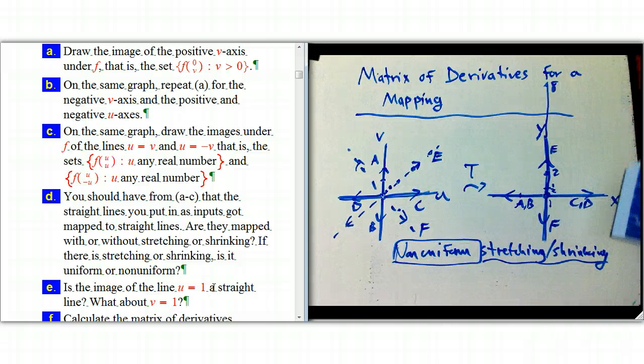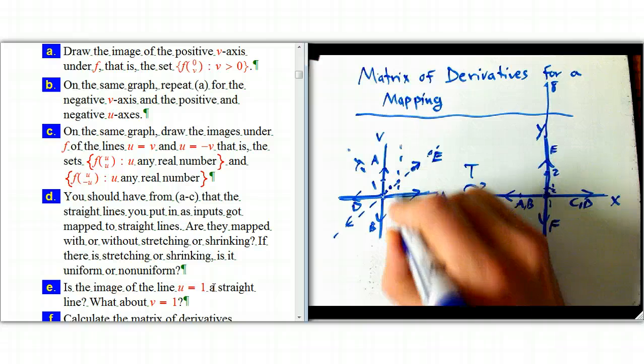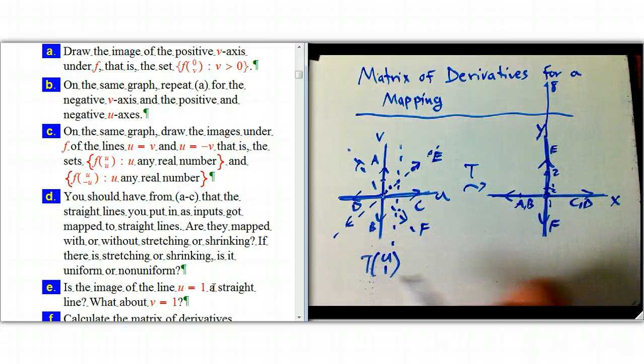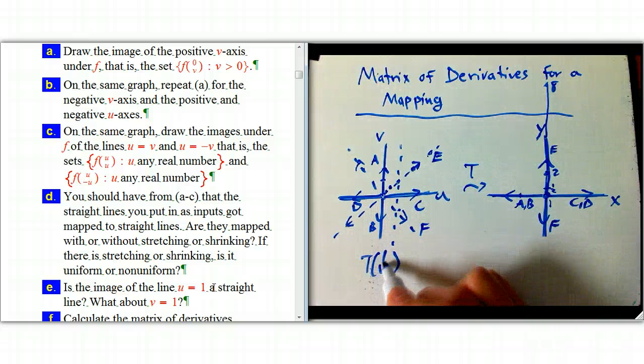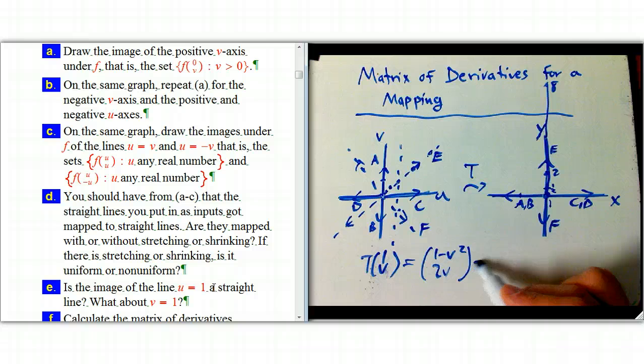Let's see. Well, I can put it on the same picture still. It's not getting quite too busy. So u equals 1 is like this. Okay, so we're going to take anything of the form u equals 1, and v is anything. Okay, we're going to plug that in. That's 1 minus v squared and 2v. So if that were your parametrized curve, what does that look like?